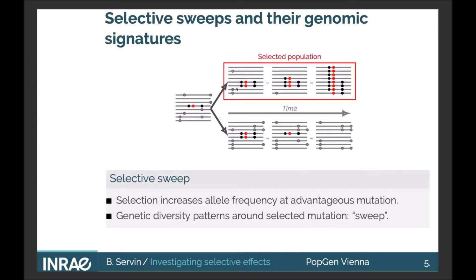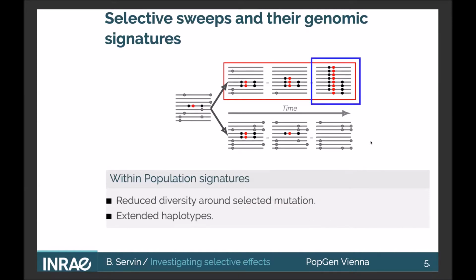So if you have a population that is selected, that adapts, then the red allele will increase in frequency. Maybe it will reach fixation, but maybe not. And so the genetic diversity patterns that happen around the mutation leave a signature, what we call selection signatures. And the idea is, how do we find those? There are different approaches to do that.